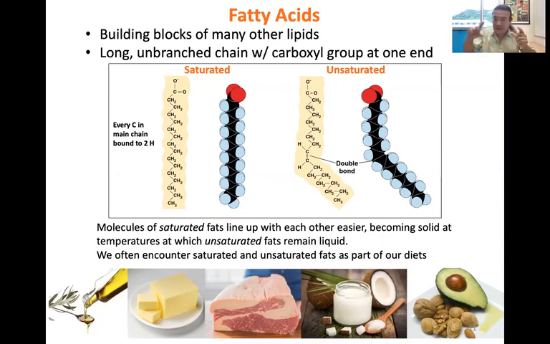Because these are slightly different shaped molecules, what I want to impress upon you is it really all comes down to shape when you're talking about how different biological reactions happen inside your cell. Saturated versus unsaturated fats are utilized differently by our tissues and have different health consequences in terms of pros and cons of having saturated versus unsaturated fats.